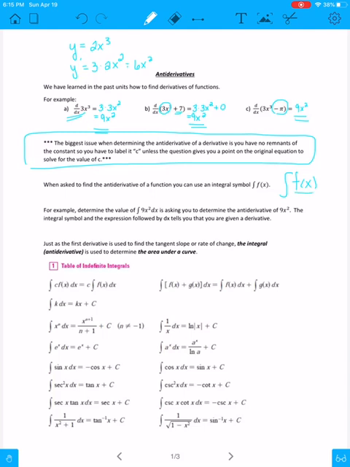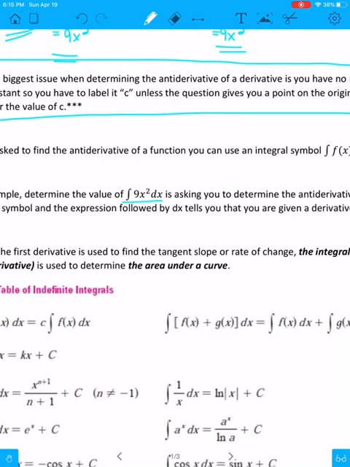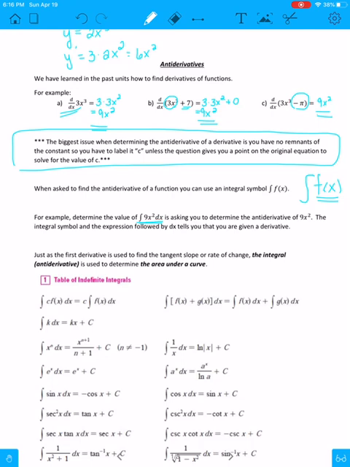So whatever's beside the integral symbol, it's the derivative, okay? That's what that integral symbol gives you. So for example, determine the value of the integral of 9x squared dx. 9x squared is the derivative, and dx tells me I took it with respect to x. It's asking me to determine the antiderivative of 9x squared. The integral symbol and the expression followed by dx tells you you are given a derivative.